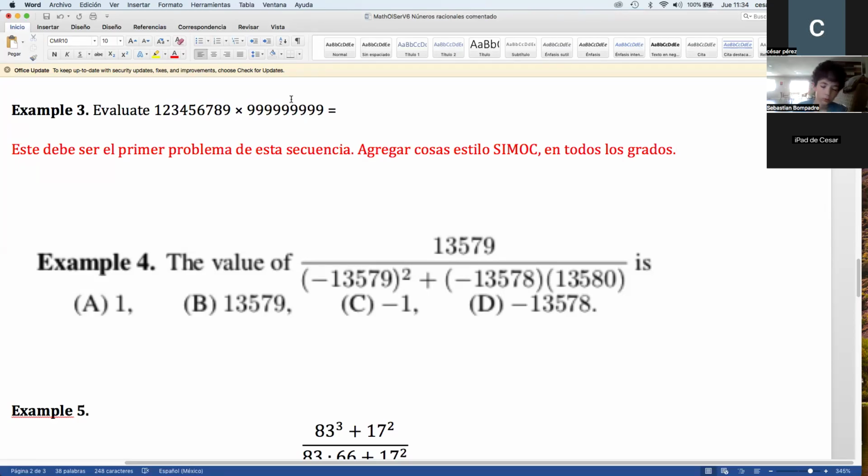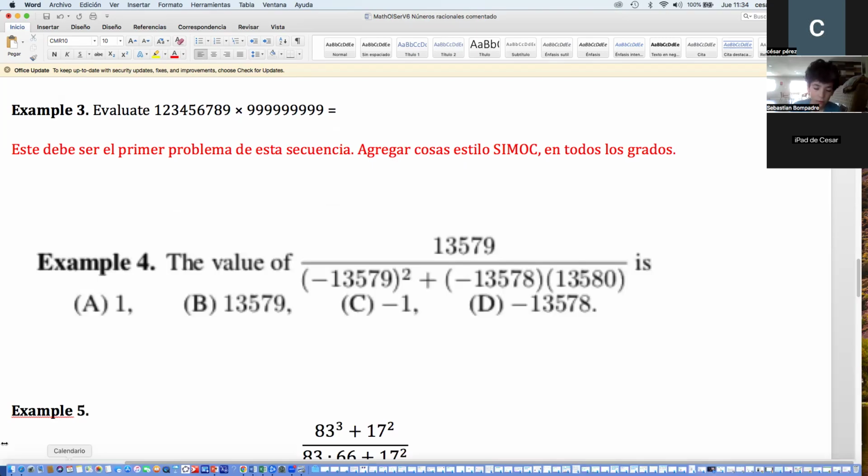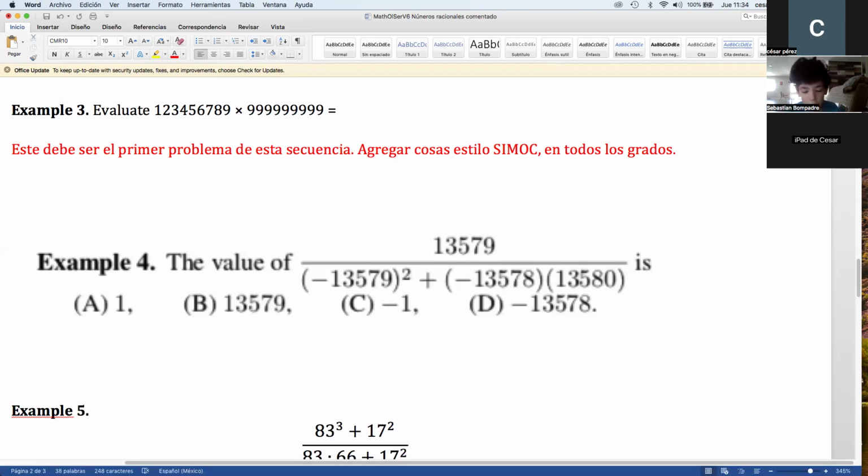What do you do? So, I rewrote 999,999,999 as 1 billion minus one. So I subtracted 1, 2, 3, 4, 5, 6, 7, 8, 9 times a billion minus 1, 2, 3, 4, 5, 6, 7, 8, 9. Okay. That was very easy.